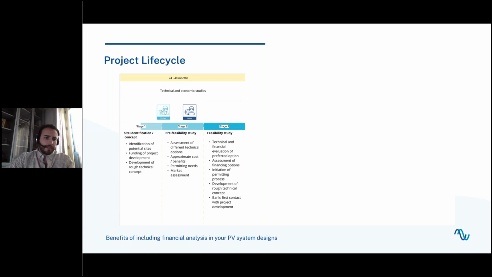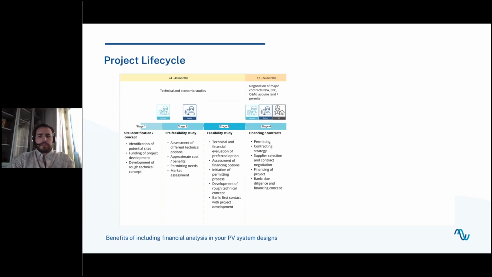We will need also to do a site identification concept first, of course. Then we will have to negotiate and conclude all the necessary agreements, such as the power purchase agreement or PPA, to sell the energy that we generate. We will need also to sign some contracts with an EPC for building the PV plant. Also some operation and maintenance contracts with an O&M company. Also with the grid operator and so on.